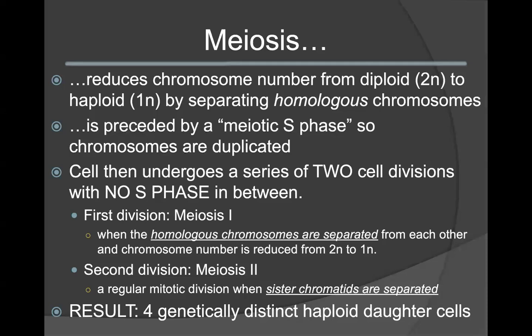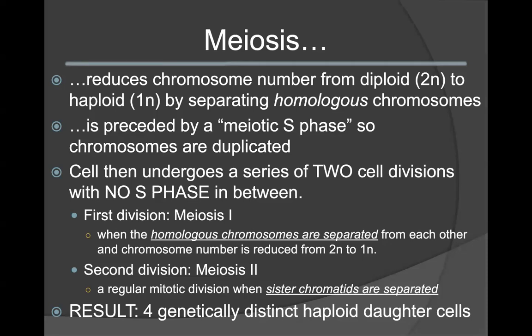In summary, meiosis is a very important process because this allows for the organism to reduce the chromosome number from a diploid to a haploid state. It does so by separating out the homologous chromosomes. Remember, homologous chromosomes represent the similar chromosomes that you inherited, one from your mother and one from your father, one maternal and one paternal, that represent the same genetic information. Even though they're not genetically identical, they carry the same traits.